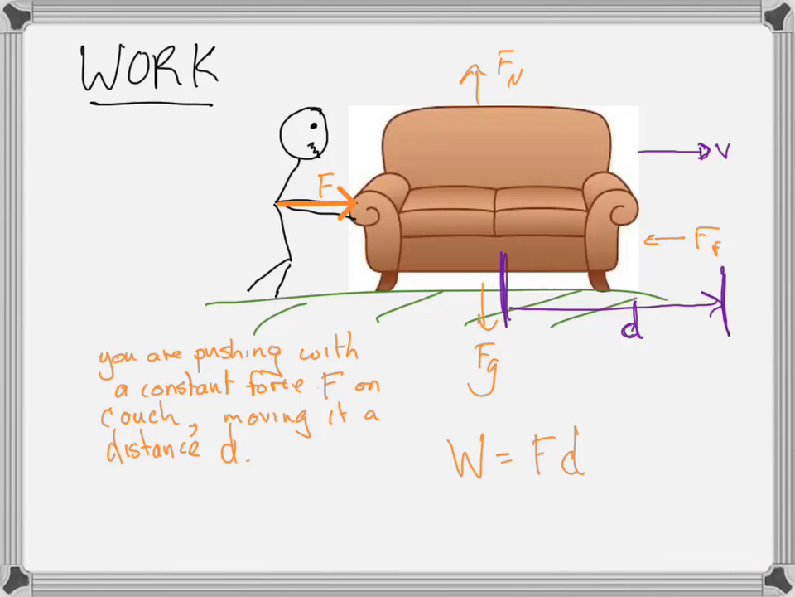So if I'm pushing with a force of, let's just give some numbers, let's say 150 newtons. I don't think that's a very big force. And I move a distance of 3 meters. Then the work done is 150 newtons times 3 meters, which is 450. And what are the units? It's newtons times meters. And the newton times the meter is a joule.